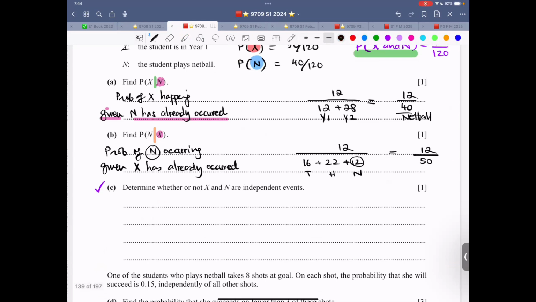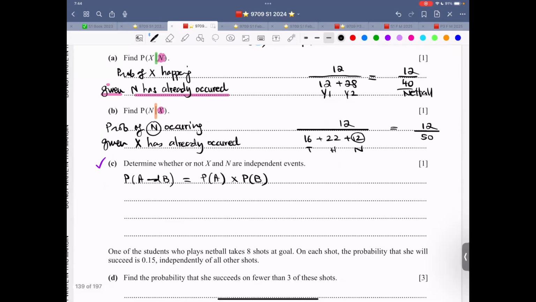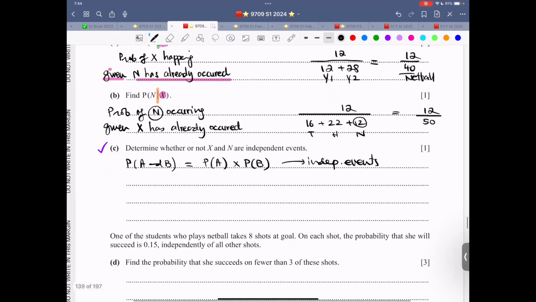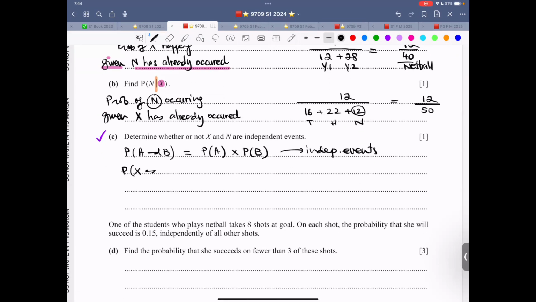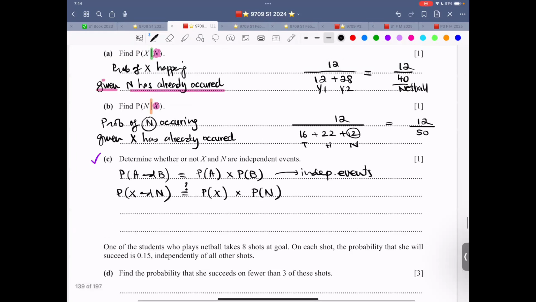Independent events, statistically independent. If we say the probability of A and B equals the probability of A into the probability of B, that is independent events. This condition has to be fulfilled. So does the probability of X and N really equal the probability of X into the probability of N? Check it out. Grab your calculator.